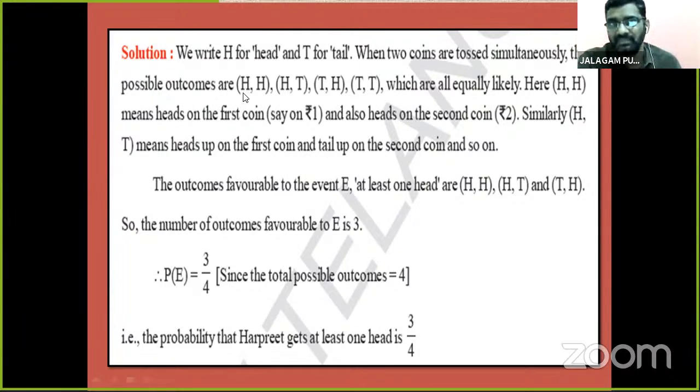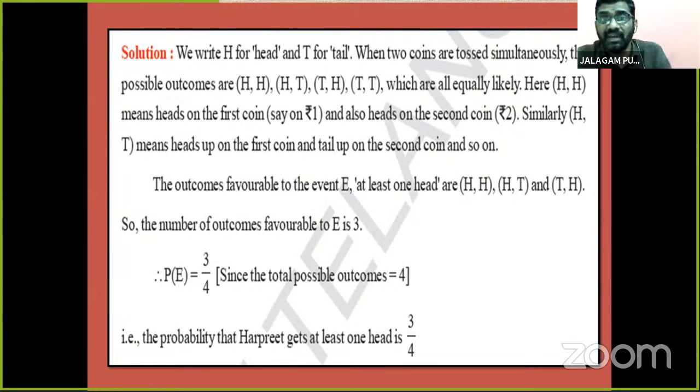The first, 1 rupee coin, H, and the 2 rupees coin, H. In this one, the 1 rupee coin is H and the 2 rupees coin may be tail. Then the 1 rupee coin T and the 2 rupees coin head. And TT, both are tails. That's why here 4 possible outcomes are there.